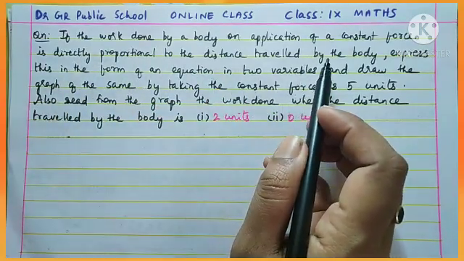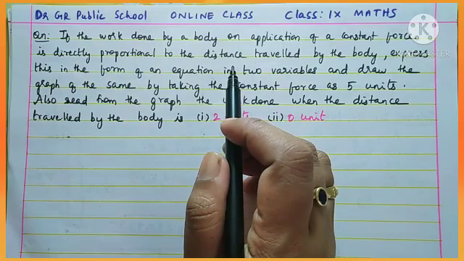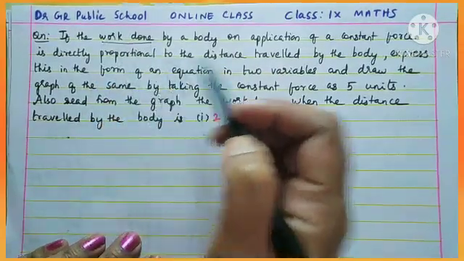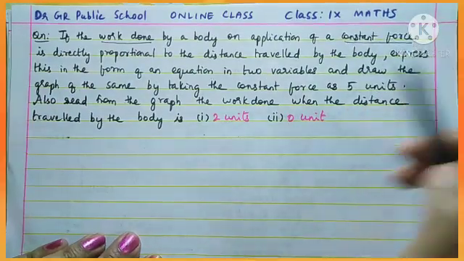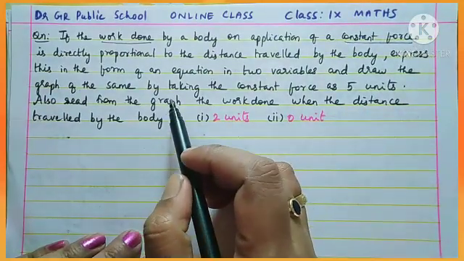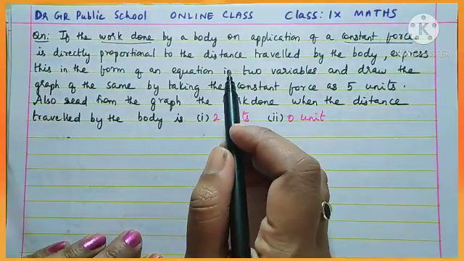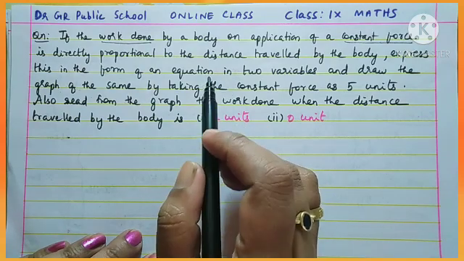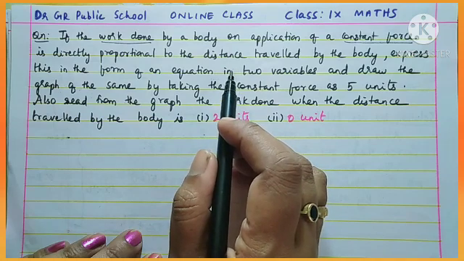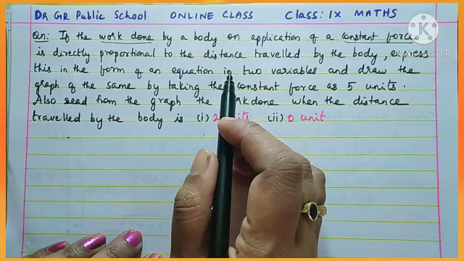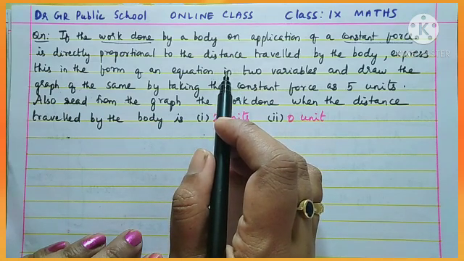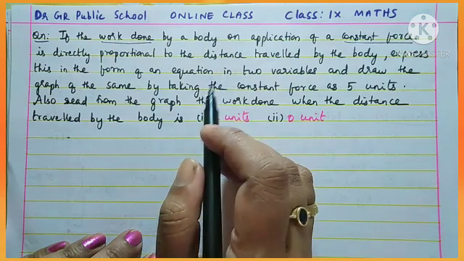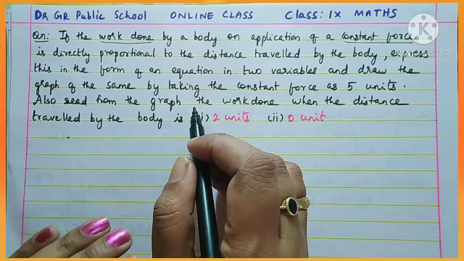Okay, so the thing is told about work done and constant force is there. Okay, so work done by a force. You may have studied in physical science. When a force is applied on a body, some work is done by the force, correct? What happens when we apply force on an object? Yes, it moves, correct?